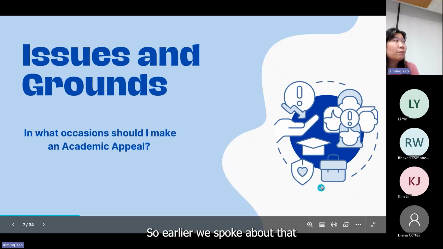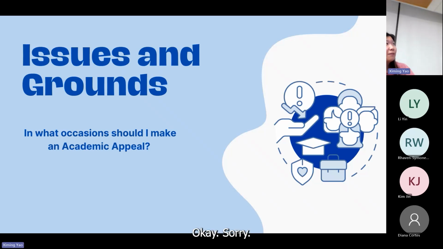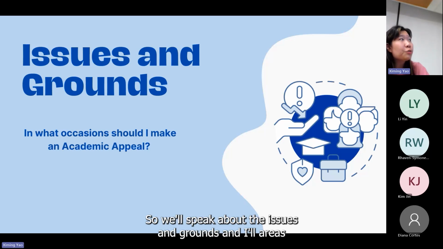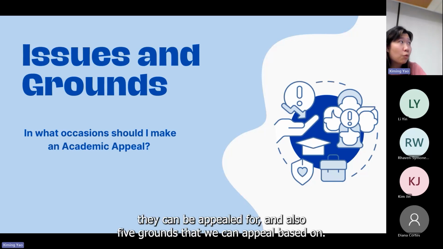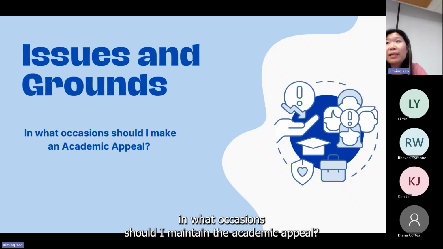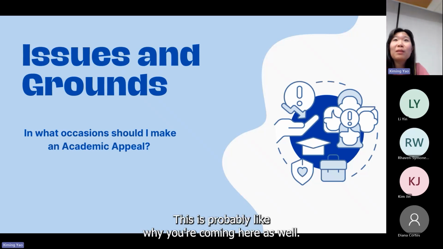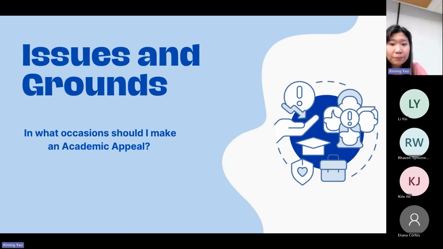So earlier we spoke about the 5 academic appeal grounds, and we'll speak about the issues and grounds. Earlier we were saying that there are 4 kinds of academic decisions that can be appealed, and also 5 grounds that we can appeal based on. So basically that answers the question, on what occasions should I make an academic appeal? This is probably why you're coming here as well. This answers a really important question for you.